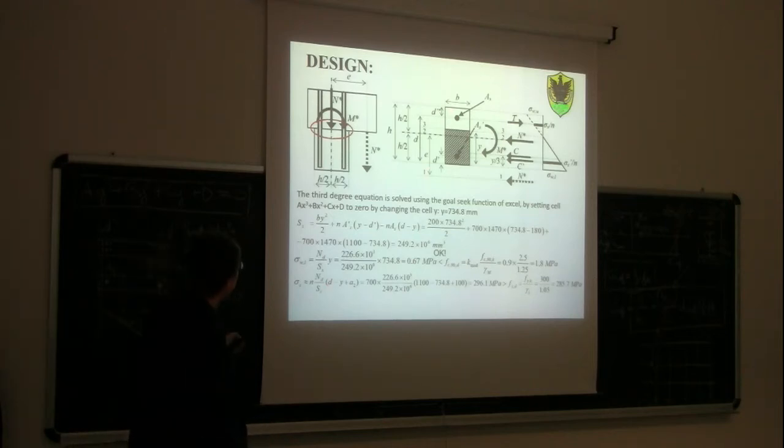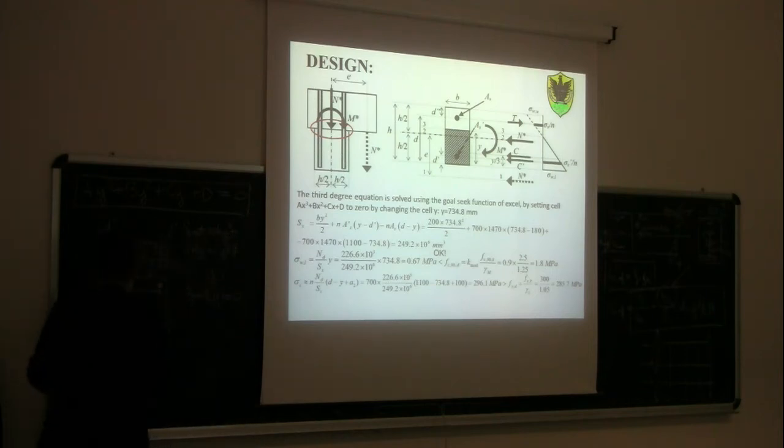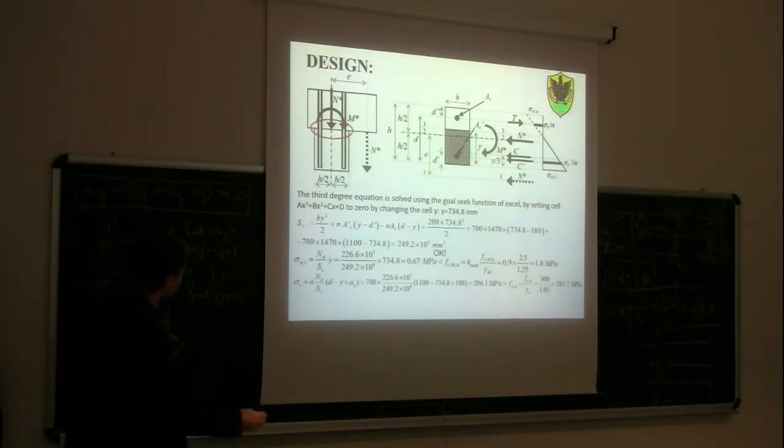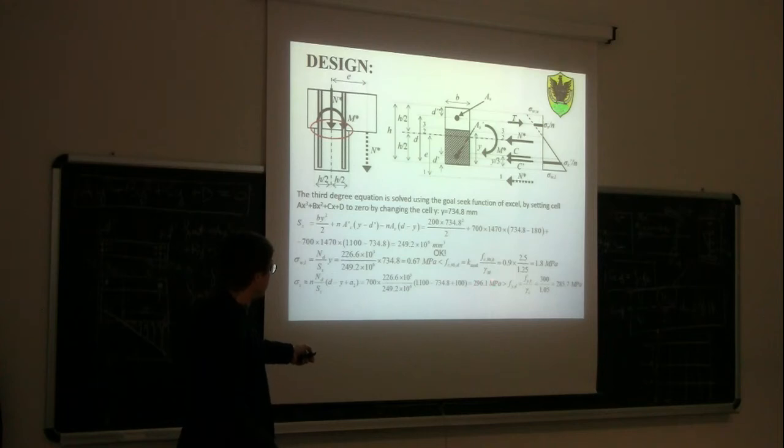So d is up to the centroid, so this will be d. D minus y is this distance here plus a2, this distance here, in order to get the actual value in tension that I have at the position of the most stressed rods, which are further away from, closer if you want, to the end of the cross section. And you can see that here we get to 296.1 megapascal.